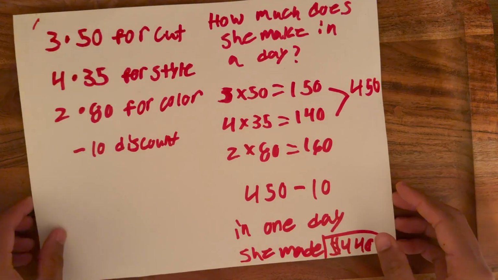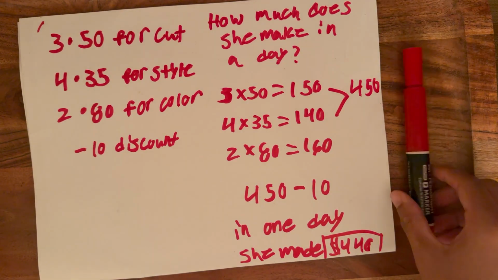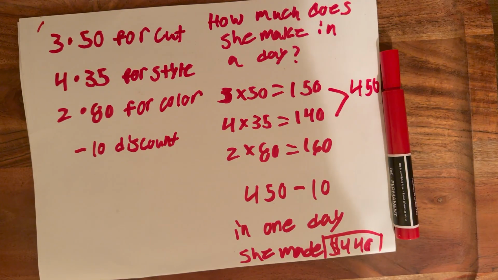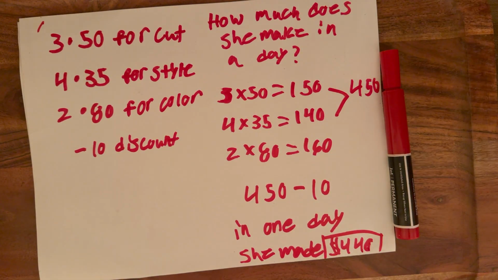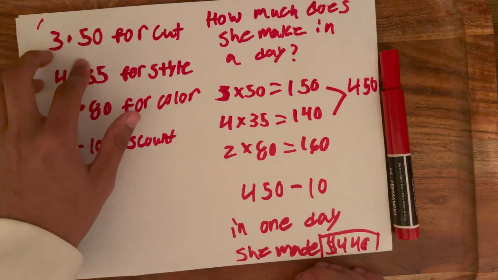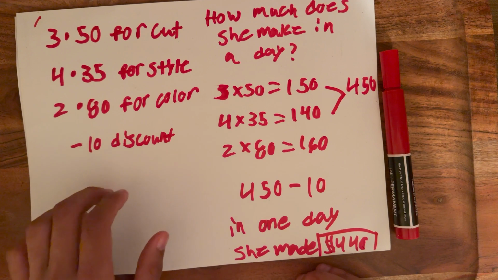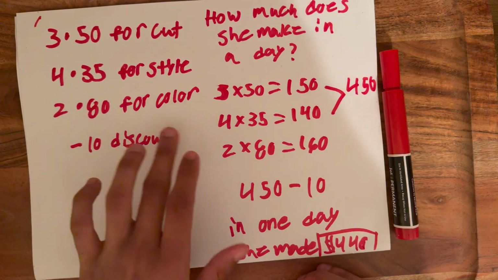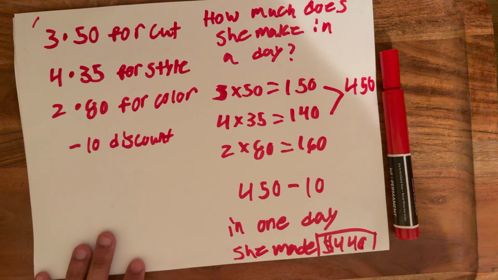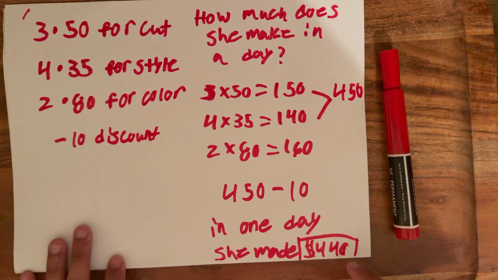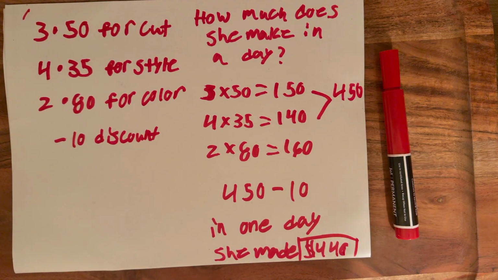So that was my math and people project. Simple math that she uses step by step right here. Again, 3 times 50 for a cut, 4 times 35 for a style, 2 times 80 for a color, and the 10 discount. And that was how much she made in one day for all of these simple math.